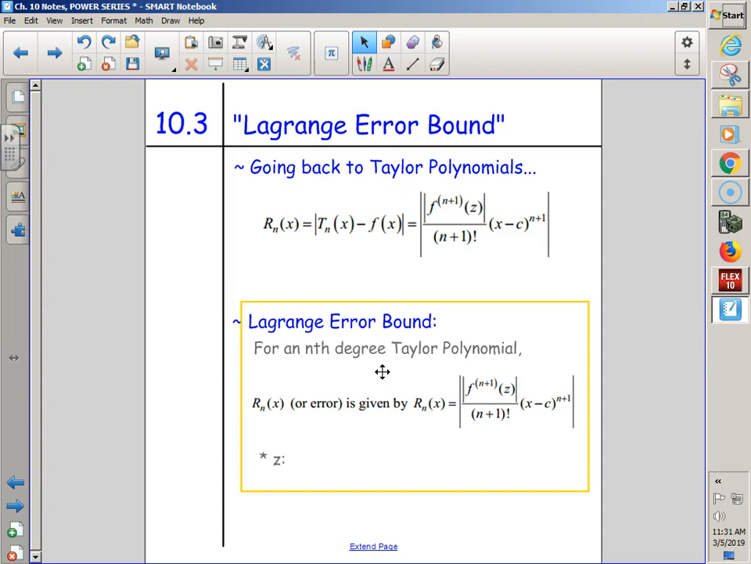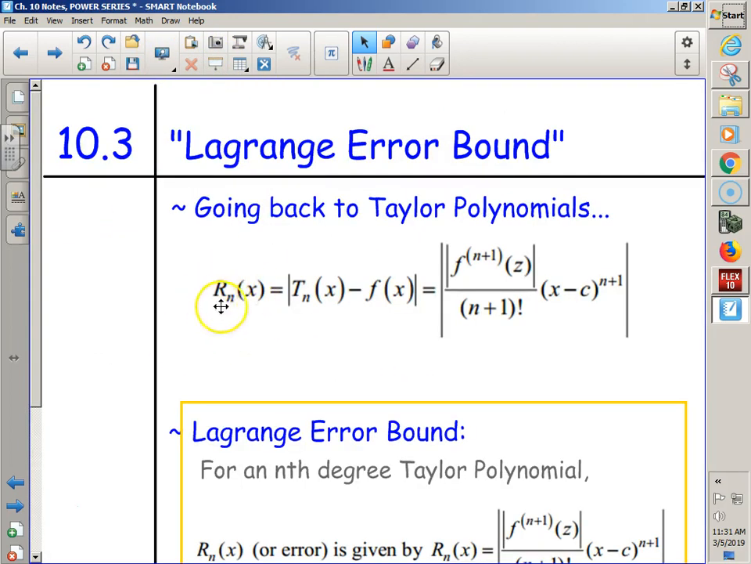Lagrange error bound. Going back to the Taylor polynomials, do you see up here our good old friend R, which stands for remainder? Remainder, error, how far off? That's coming back to alternating series just a little bit.